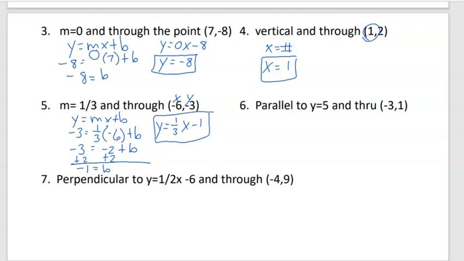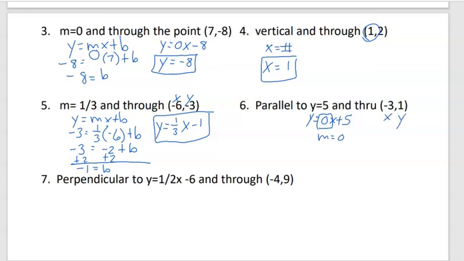Number 6. Parallel to y = 5. If I expand this out, y = 0x + 5 is what I would have, as 0 times x is 0, and 0 plus 5 gets me back to y = 5. Parallel tells me to keep this slope the same. So m is going to be equal to 0.